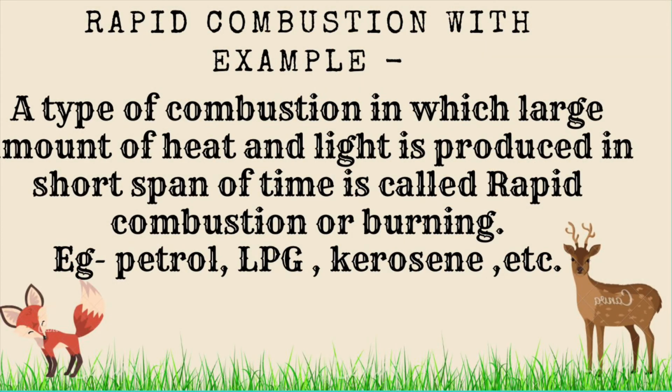Now first we have rapid combustion. So a type of combustion in which large amount of heat and light can be produced in a very short span of time is called rapid combustion or burning. Remember, combustion is not termed as burning. Rapid combustion specifically is termed as burning. And hydrocarbons such as petroleum, LPG or kerosene, they go under rapid combustion.